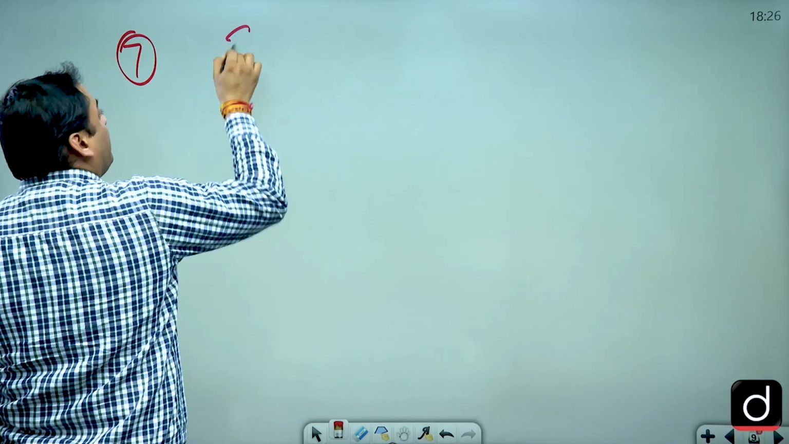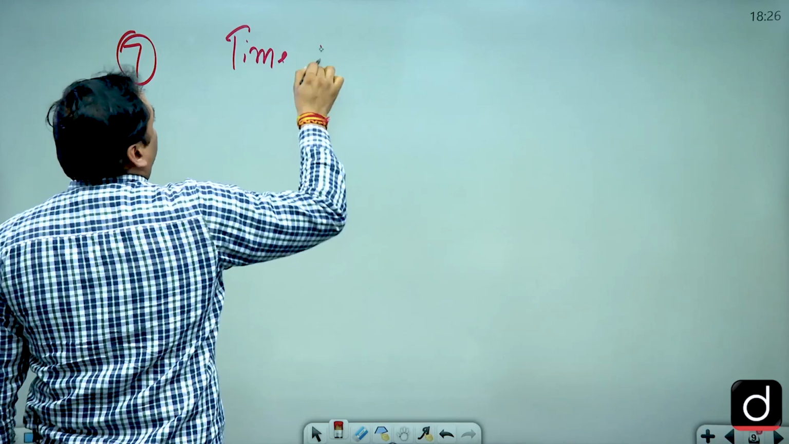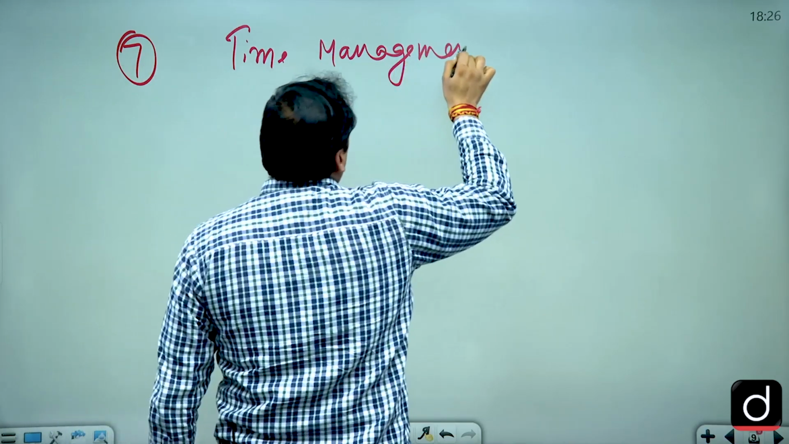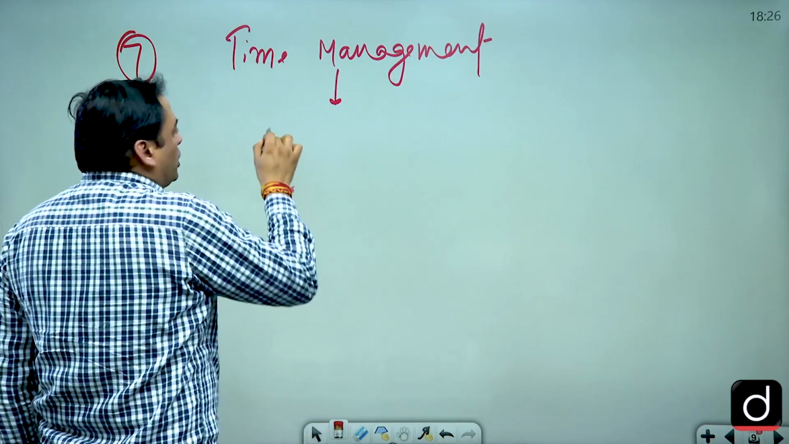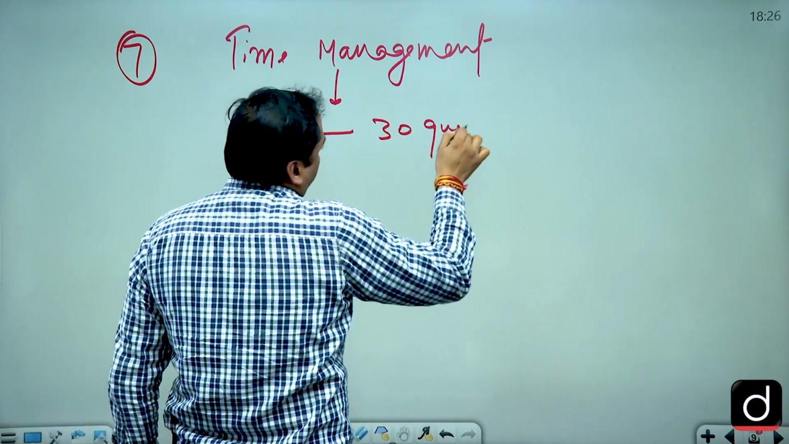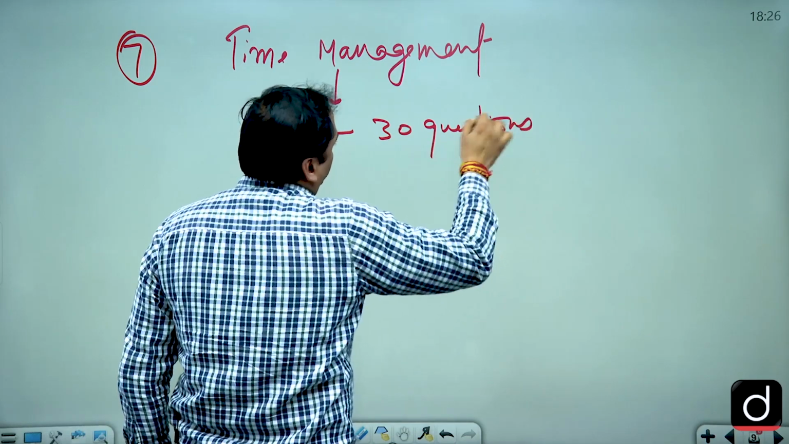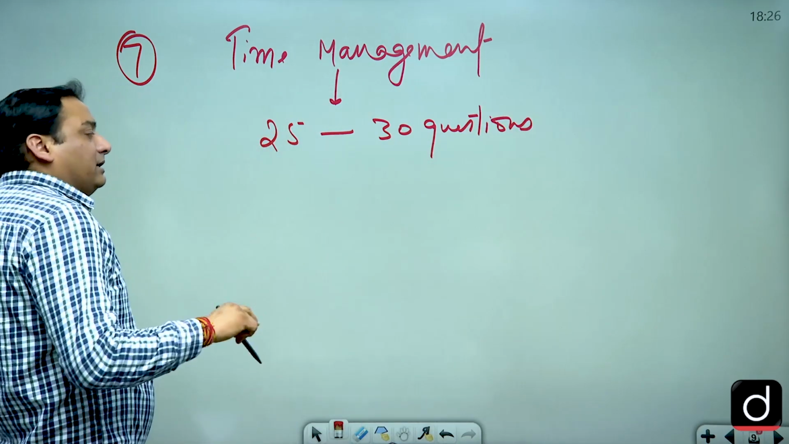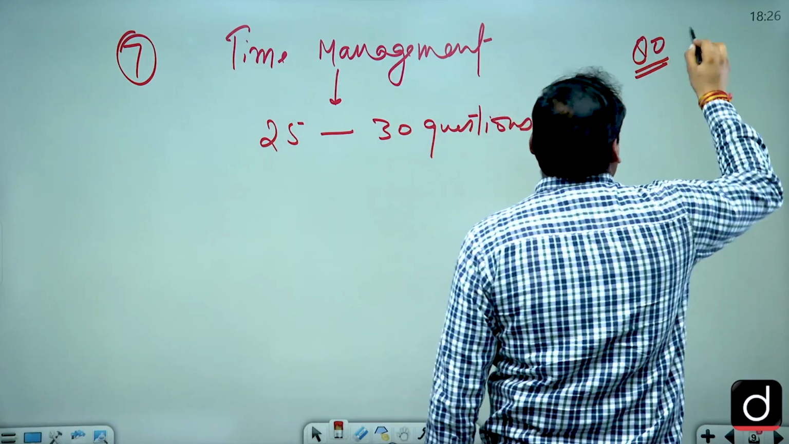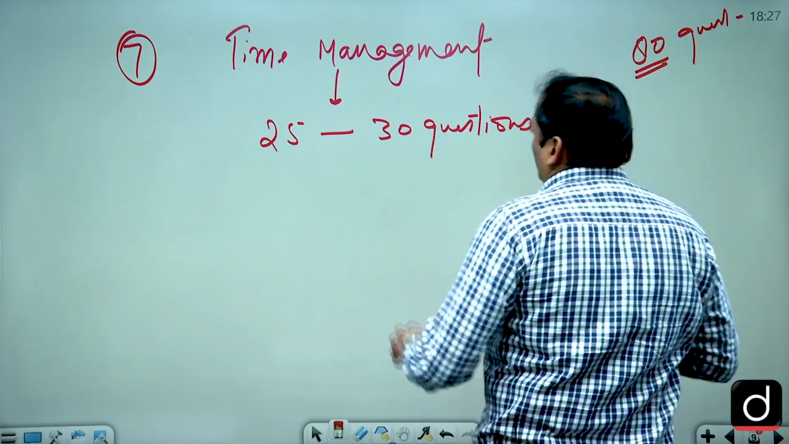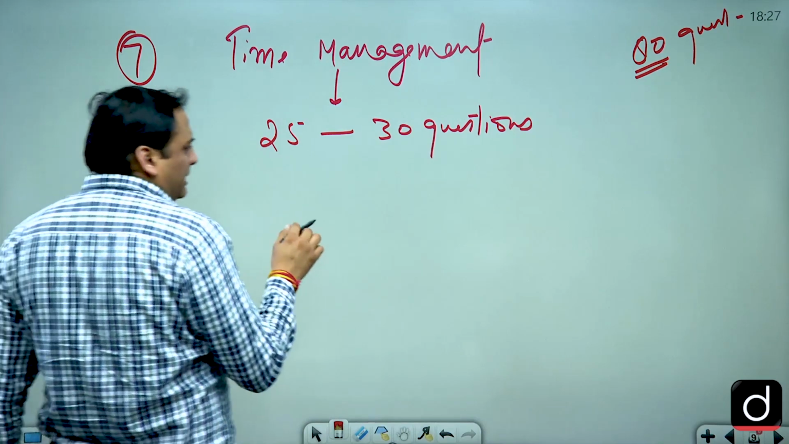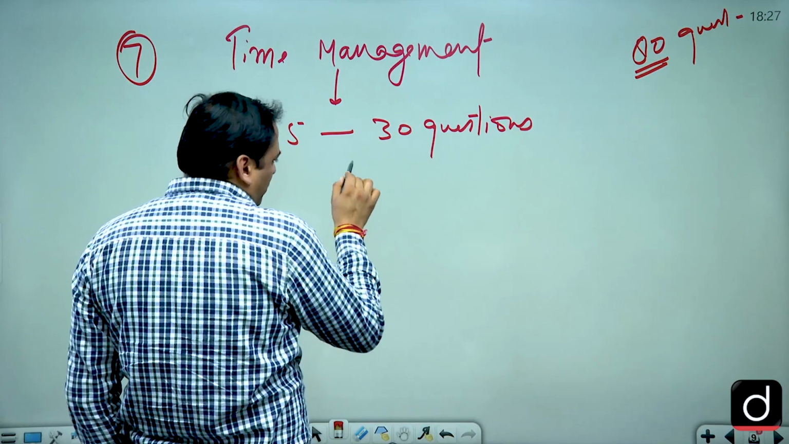What? Time management. Why time management? You know, 25 to 30 questions are there. And total, how many questions are there? Total, 80 marks, 80 questions are there. And in these 80 questions, 25 to 30 questions are related to what? Reading comprehensions. So we need to understand what?